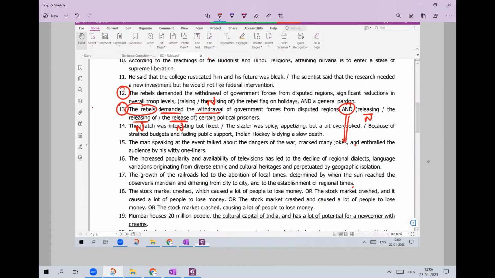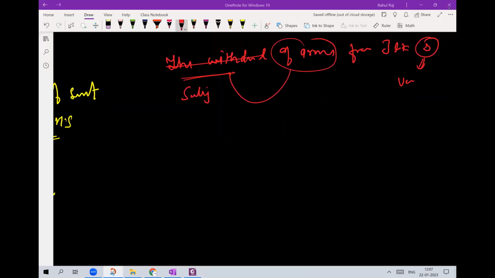Tell me what should happen. What should be the right one? Should it be releasing, the releasing of, or the release of? Please tell. The release of. Perfect. The release of, I think. Okay. Yeah, release of.